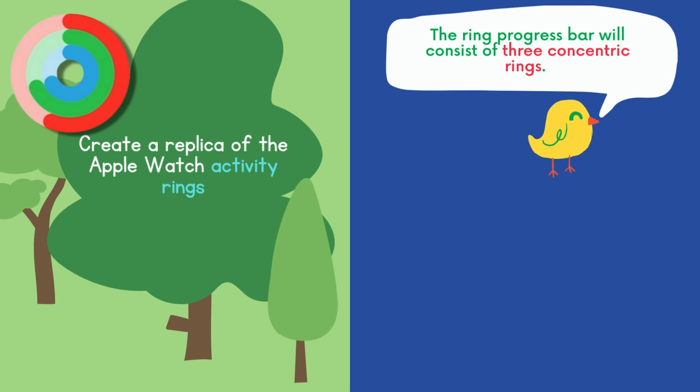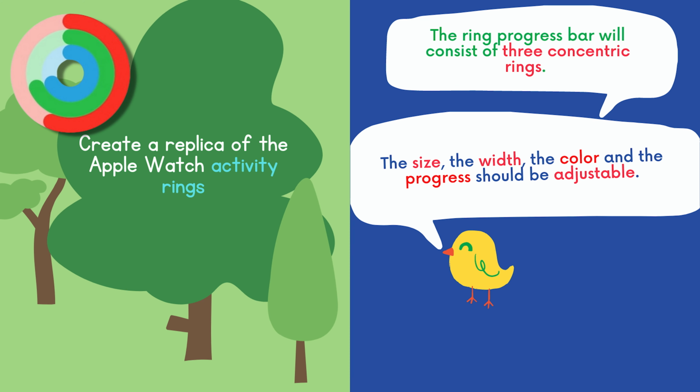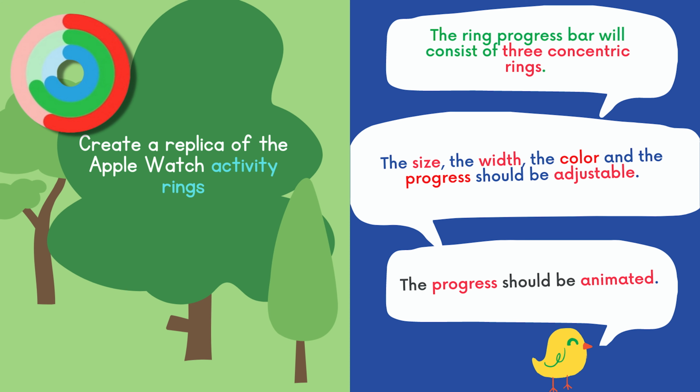And the final ring progress bar will consist of 3 concentric rings. The size and the overall line width of the rings should both be adjustable. The progress and the color of each ring should also be configurable. Finally, we'll need a way to animate the progress of our ring progress bar. There are different ways to do that, so you can be creative and choose the approach that you think works best. Now that we know what our final ring progress bar will look like and what it will need, let's get started. I'll let you take it from here.